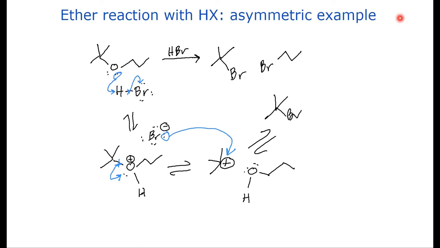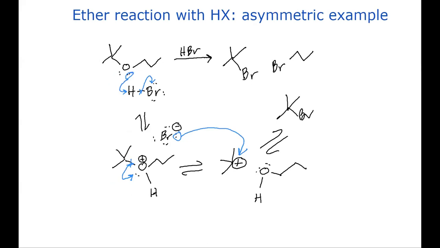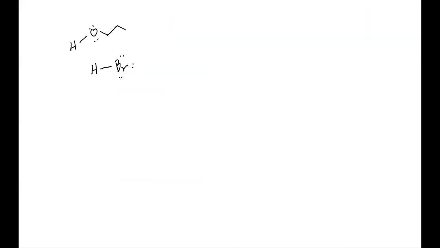I'll go through that mechanism here in just a minute, but if you can figure that out on your own, then you can skip the rest of this video. So if you are continuing to watch, you want to see the conclusion of this mechanism, which is the reaction of this primary alcohol with HBr to produce the corresponding alkyl halide.